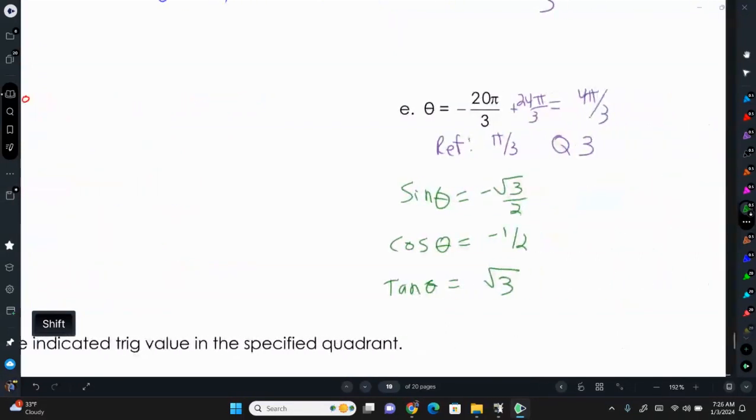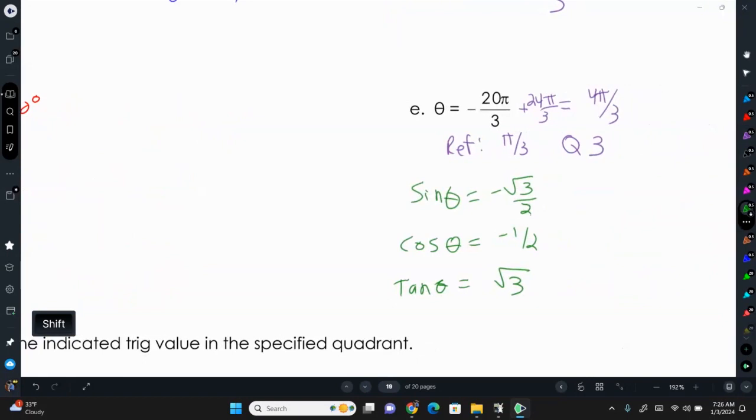Now, letter E, instead of adding one circle at a time, 6 pi over 3, I realized that I would have to end up adding quite a few circles. I said, okay, if I had 4 circles, 6 times 4 is 24. That gave me a positive angle that we are aware of on the unit circle, 4 pi over 3, which made the reference angle pi over 3 and made our angle in quadrant number 3. And then using the appropriate sine, cosine, and tangent values for 4 pi over 3, since we were in quadrant number 3, sine and cosine were negative and tangent was positive.